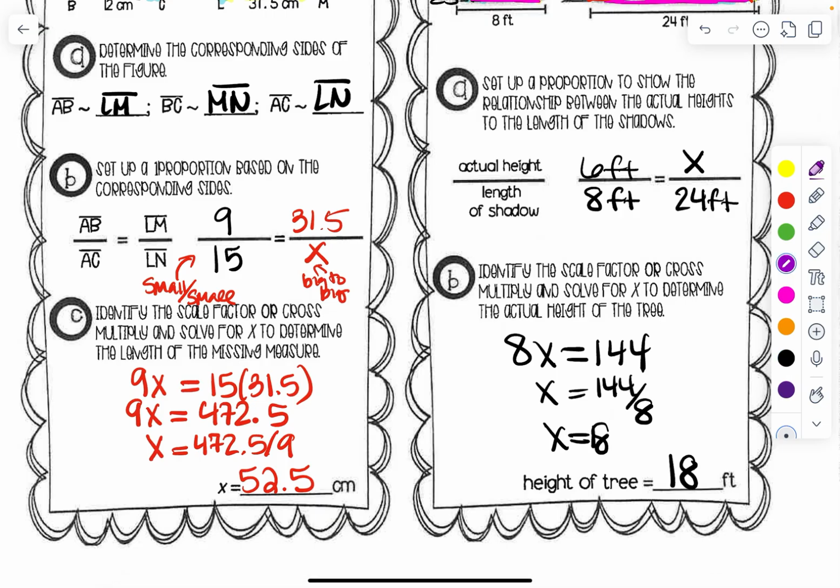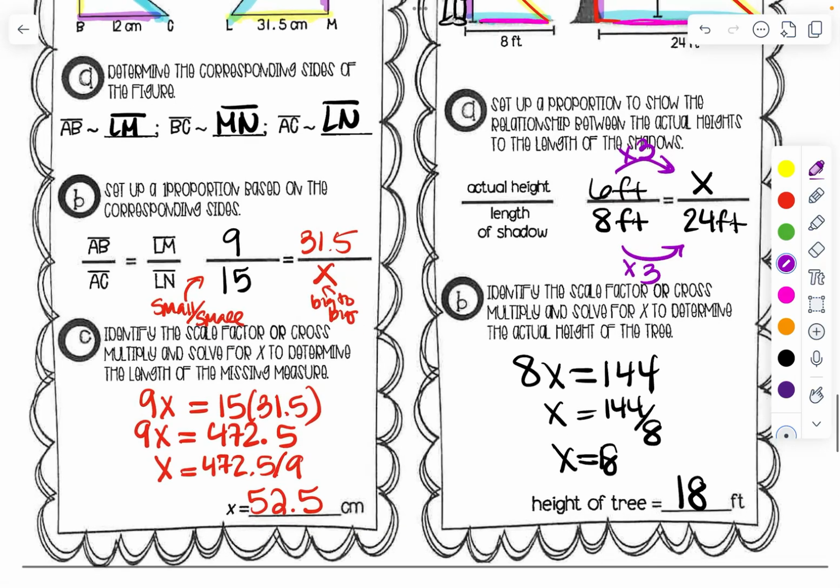Now, you could have seen the scale here. They just times by 3 to get 24. So you would do the same to the top. So if you saw that right away, good job. And that is 18 feet.